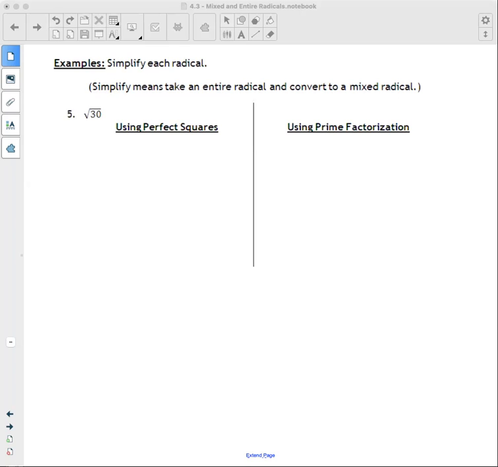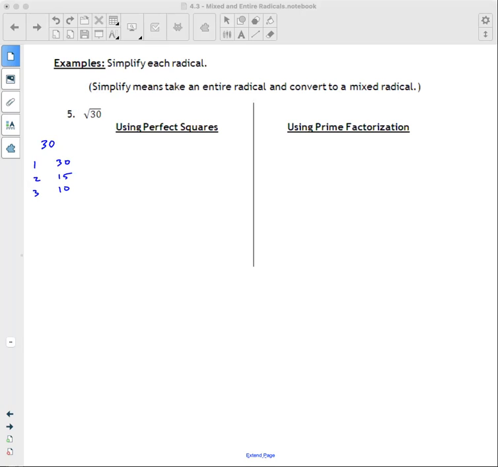So now that we've done a couple, you can try this one on your own. Feel free to pause the video. Using perfect squares, what are the factors of 30? So we have 1 and 30, 2 and 15, 3 and 10. No numbers there are perfect squares.